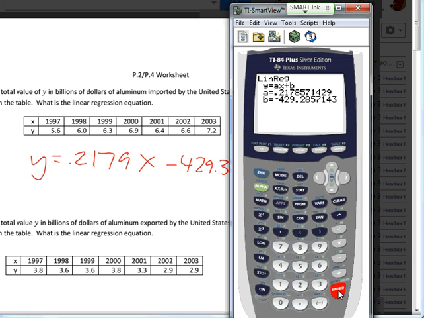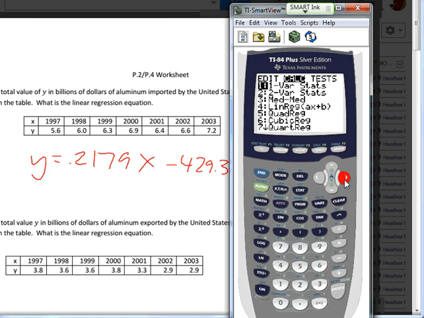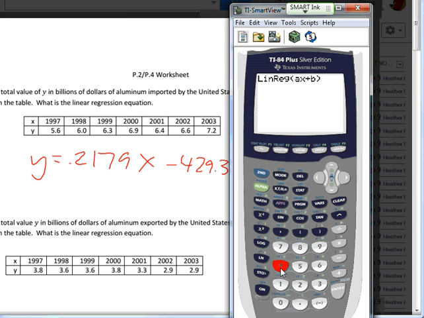Go back to stat again. We've already got our data in here. We're going to just do this linear regression in a little more advanced way. Go down to linreg again, but don't hit enter. Now we're going to ask the calculator to take the data from list 1 and list 2 and put it in our y equals area on our calculator.